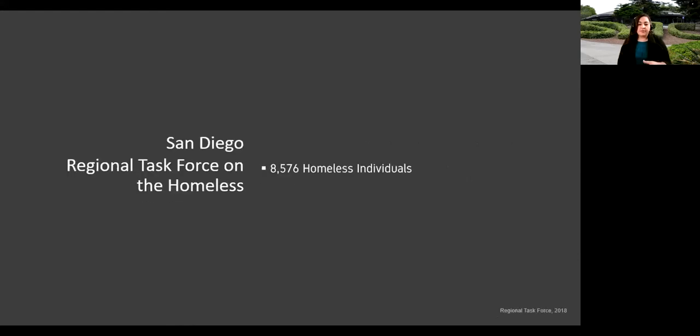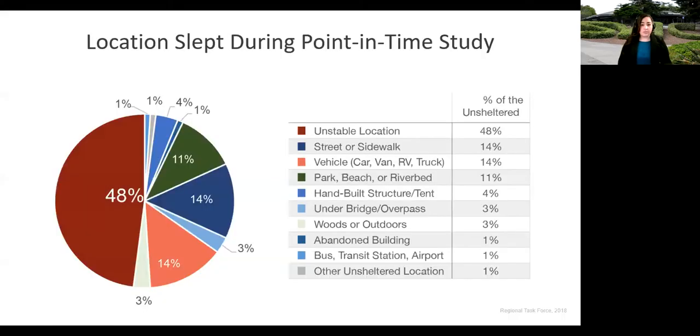Yet the San Diego Regional Task Force on the Homeless found 8,576 homeless individuals in 2018. Of those, there were 928 homeless youth between the ages of 18 and 24, which is the average age for a college student. So where did they find these homeless youth?